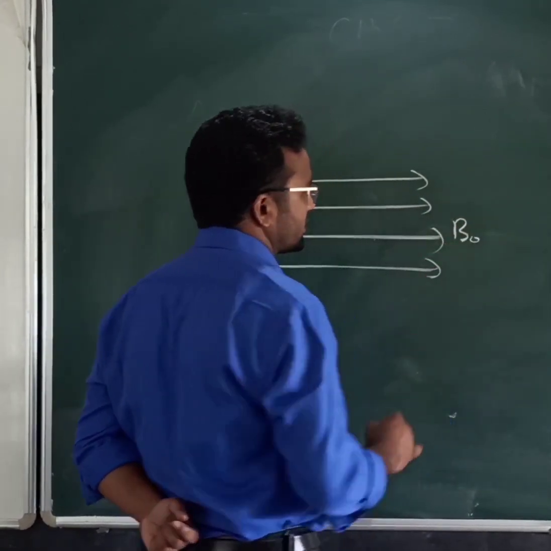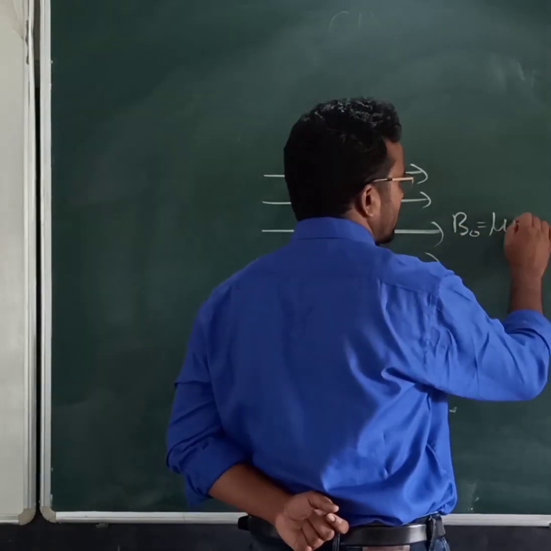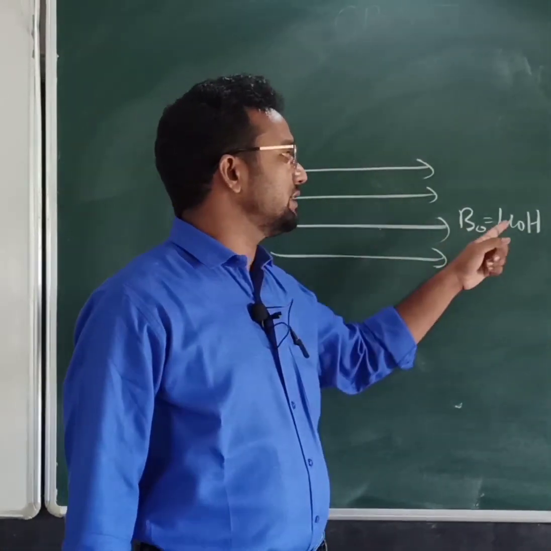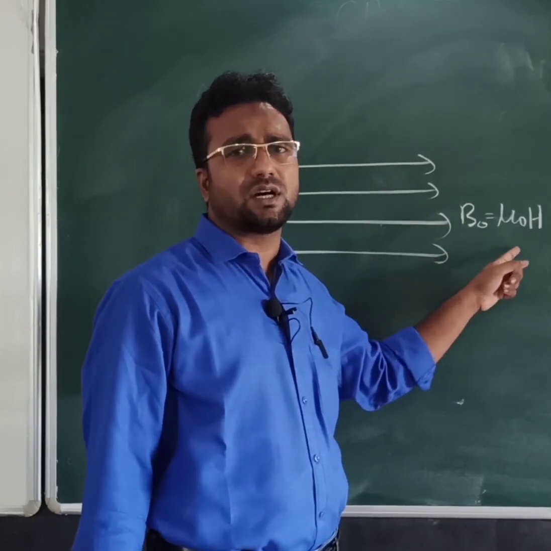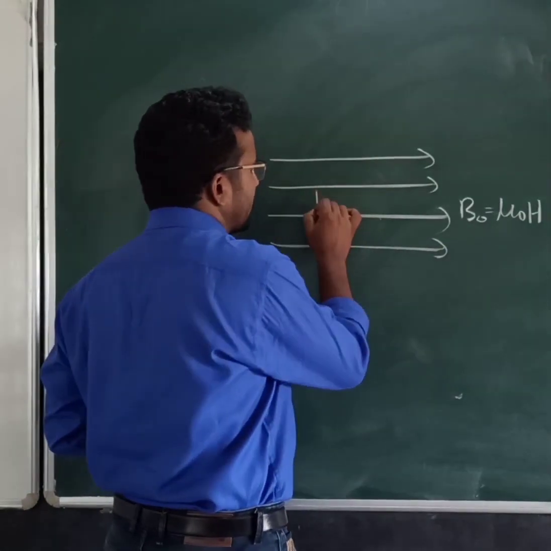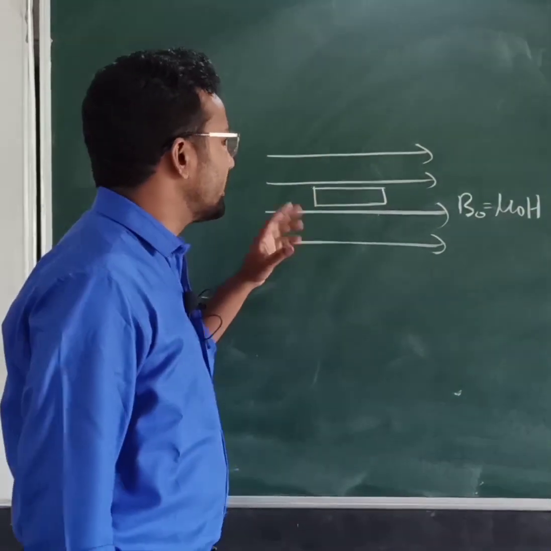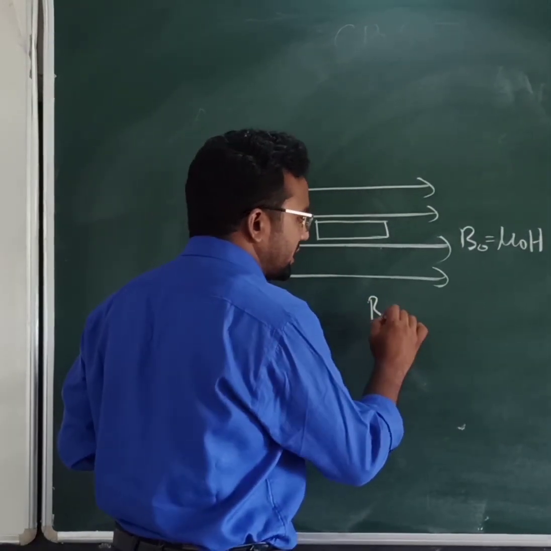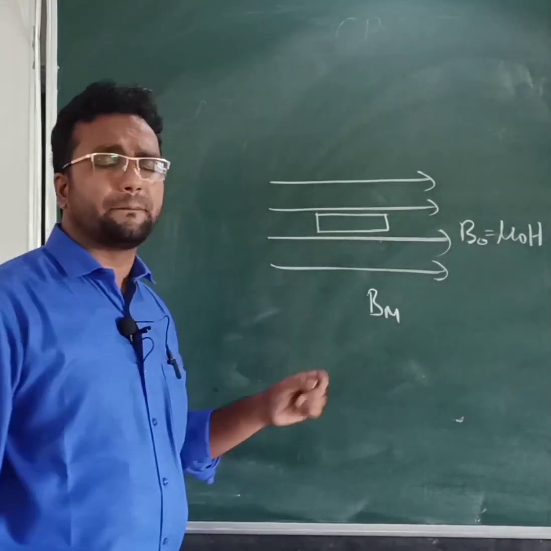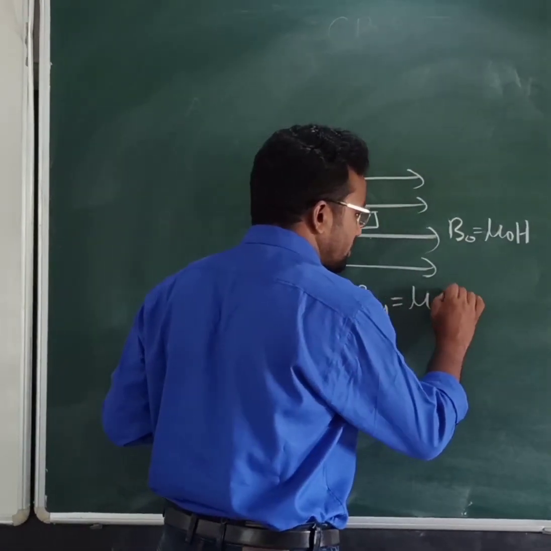Suppose this is the magnetizing field, now known as B0, and we know that B0 means mu naught H. This H is the intensity of the magnetizing field. When a ferromagnetic or paramagnetic substance is kept in this region, a magnetic field is induced, denoted by Bm, and this is also written as mu naught M.